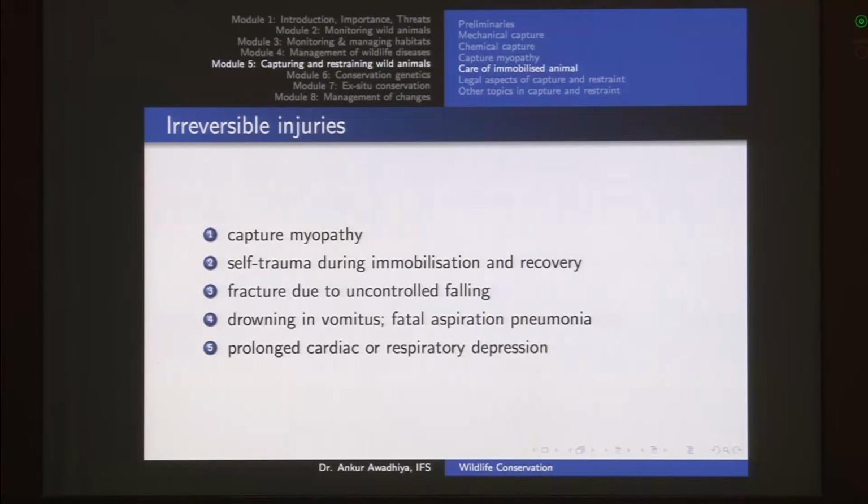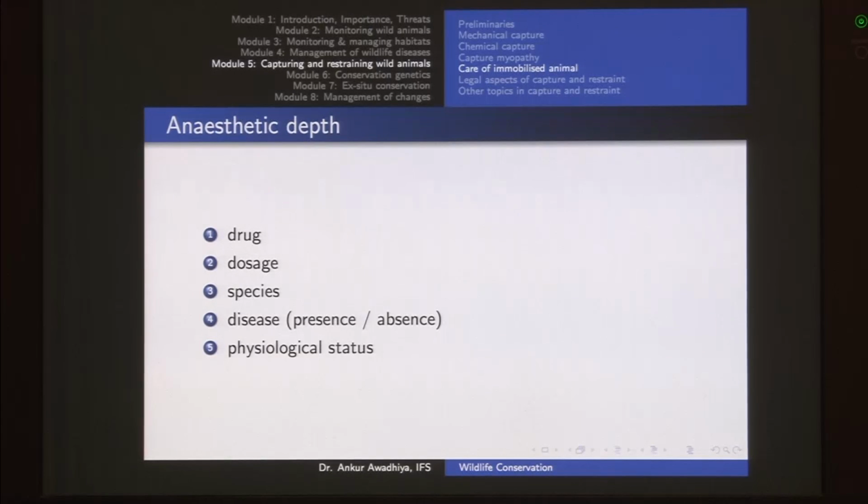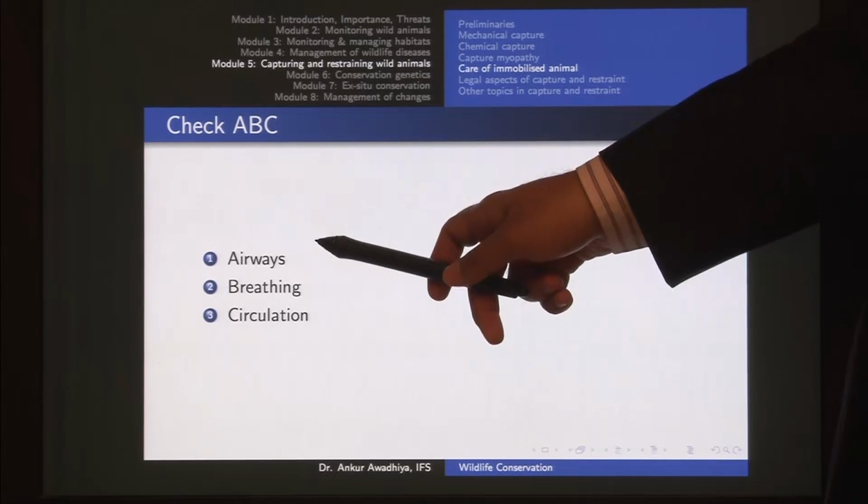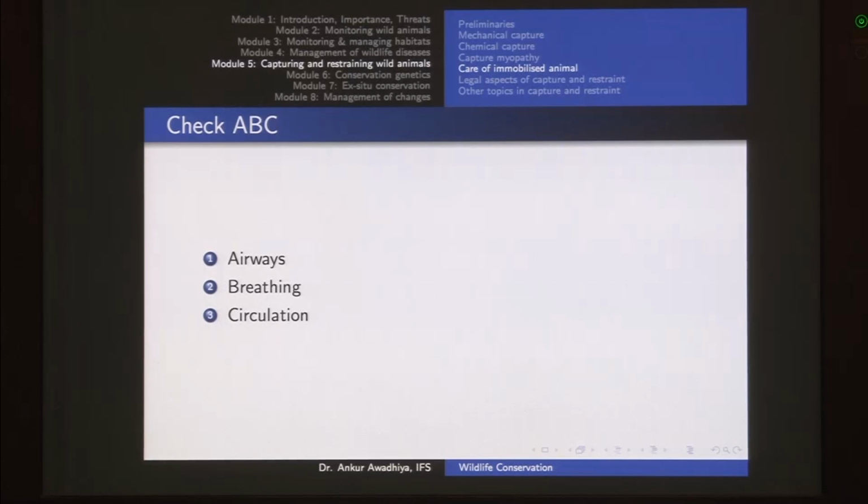And then there are a number of irreversible injuries. We have to look at anesthetic depth. Most important thing is checking of ABC, airways, breathing and circulation. So the airways should be clear, there should not be any mucus, there should not be any liquid that is blocking the airways. The tongue of the animal should also not be blocking the airways. And in the case of elephants, the trunk needs to be kept out, it should not come below the body, in which case it will be blocked.